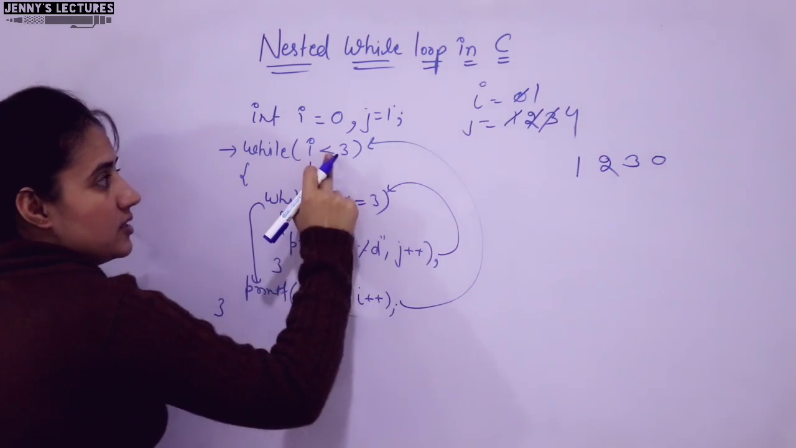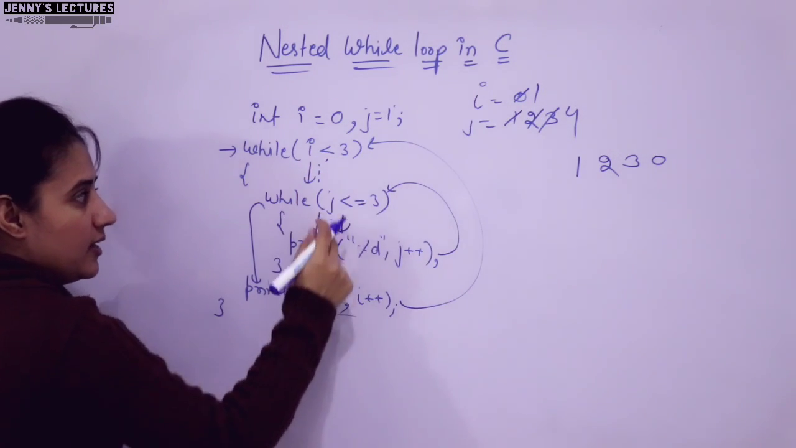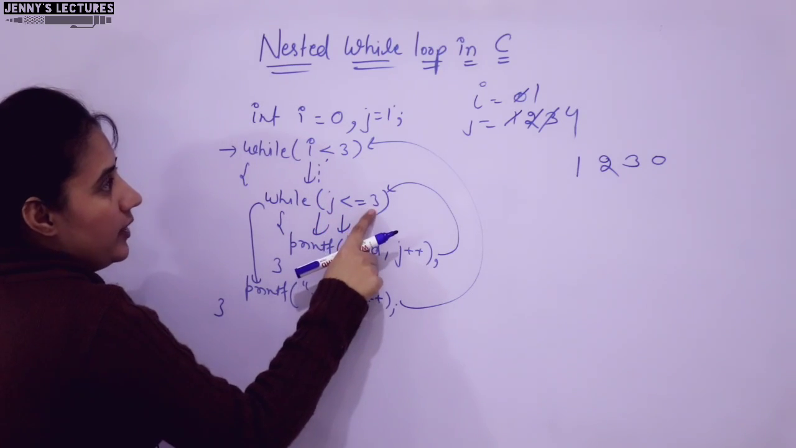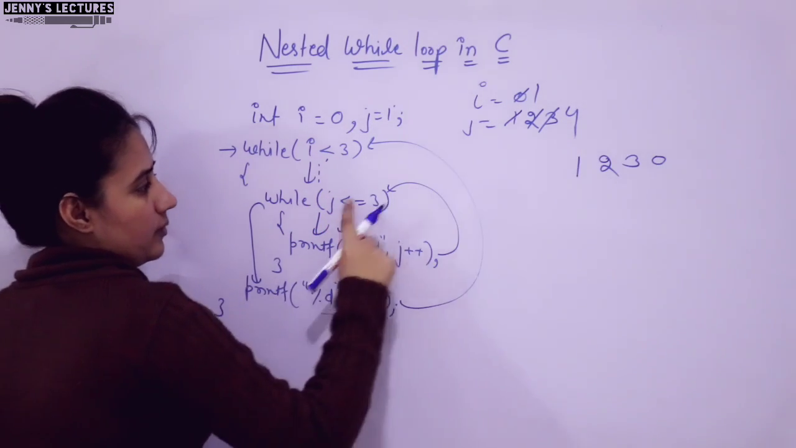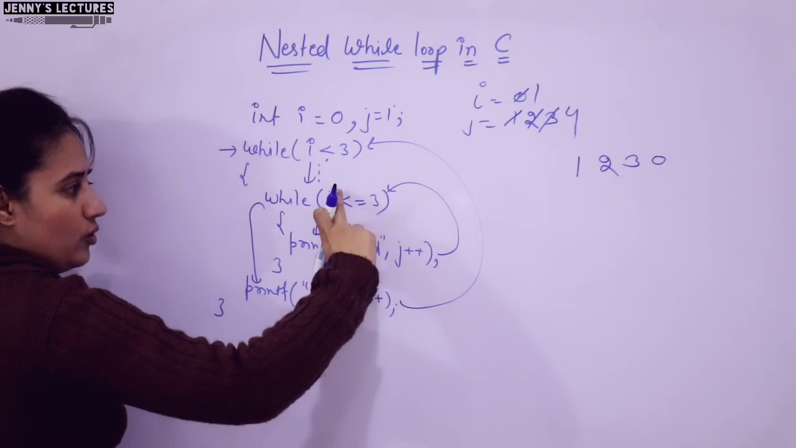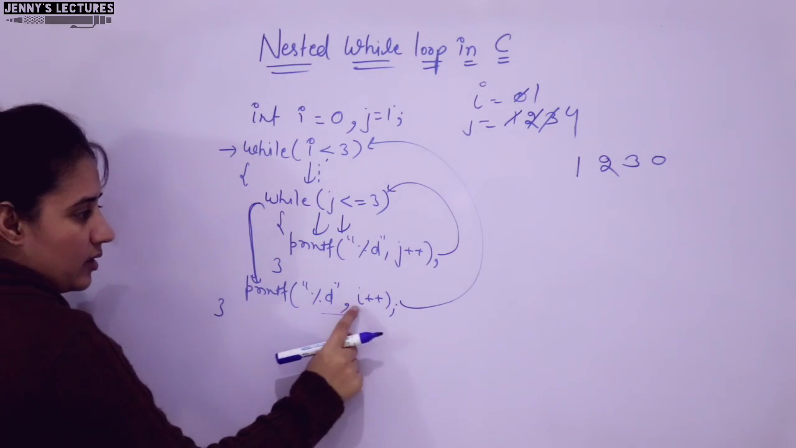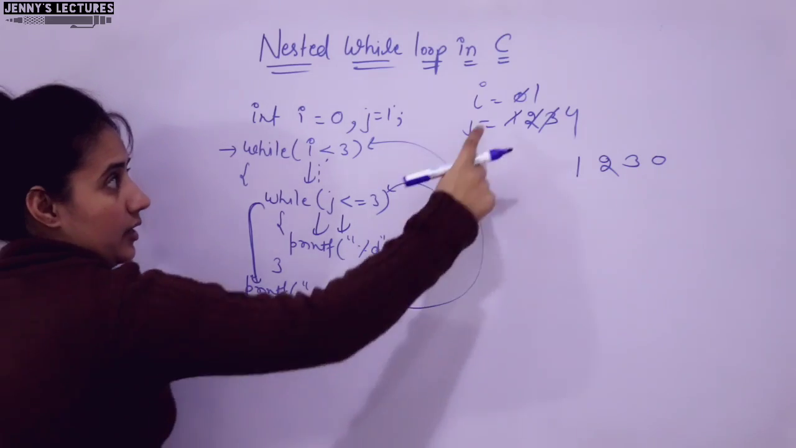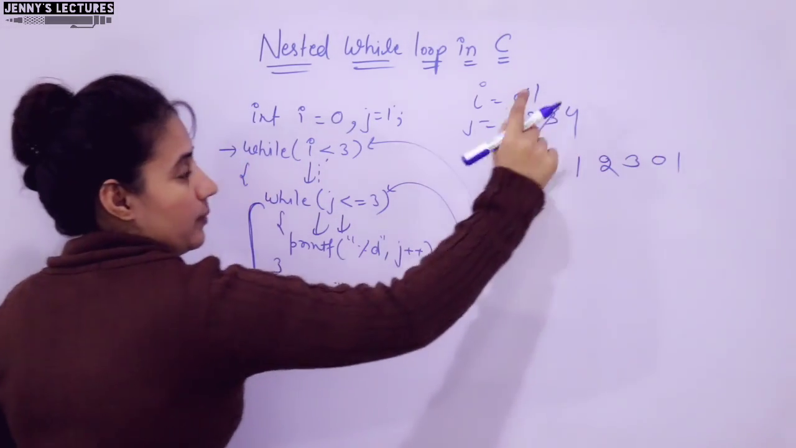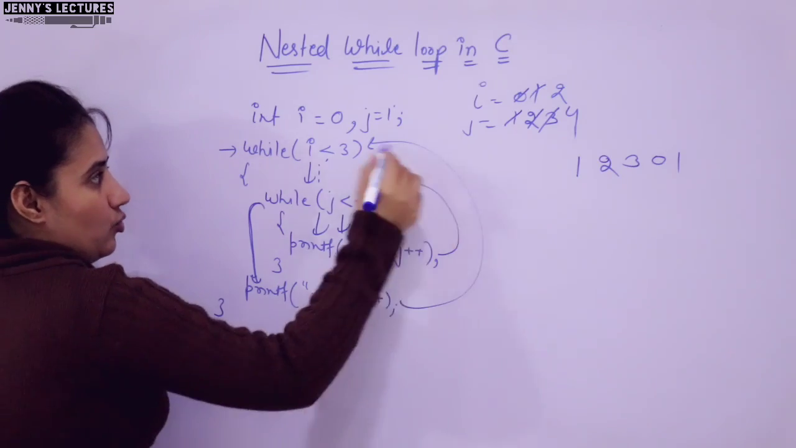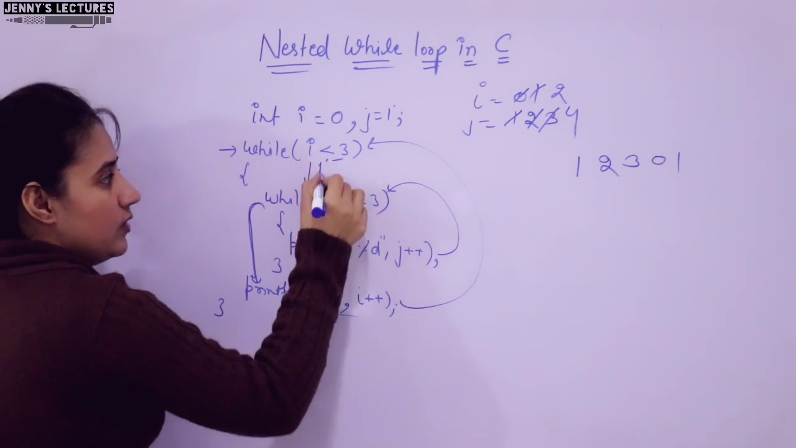As i less than 3, yes, this condition is true, control will enter again. Now see, is j less than or equal to 3? Now j is 4, this condition is not true, so control will not enter here, control will go out of this while loop, means here, i plus plus I want to print, right? First the original value is 1, that would be printed, now i becomes 2. Now again the outer loop condition, is this condition true? Yes, control will enter here.